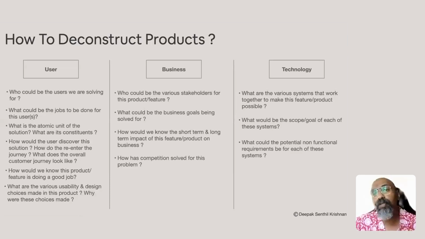So it becomes important that anytime you pick a product, you ask these two questions first. The third and most important question thereafter that follows is, what is the atomic unit of this solution or this product? I'll come to what that specifically means. The fourth is, how do users go about discovering this solution? How do users go about re-entering into this journey? And therefore, can you build a high-level customer map of this journey to see how do you go about fulfilling this job to be done?